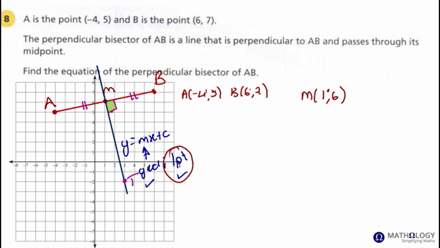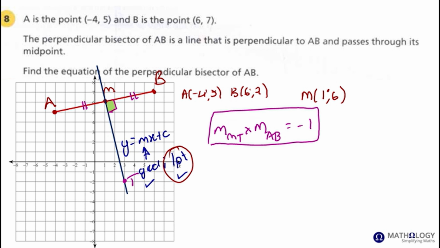Okay, so to find the gradient of MT, we're going to use the fact that the gradient of MT times the gradient of AB equals -1. We know this because we are looking for the perpendicular bisector of AB. So the perpendicular bisector of AB will be the line MT. So MT is perpendicular to AB. So if we can get the gradient of AB, then we'll know what the gradient of MT is.